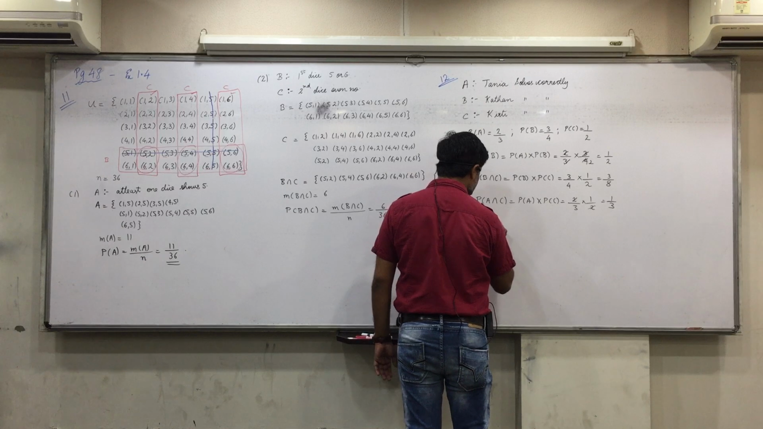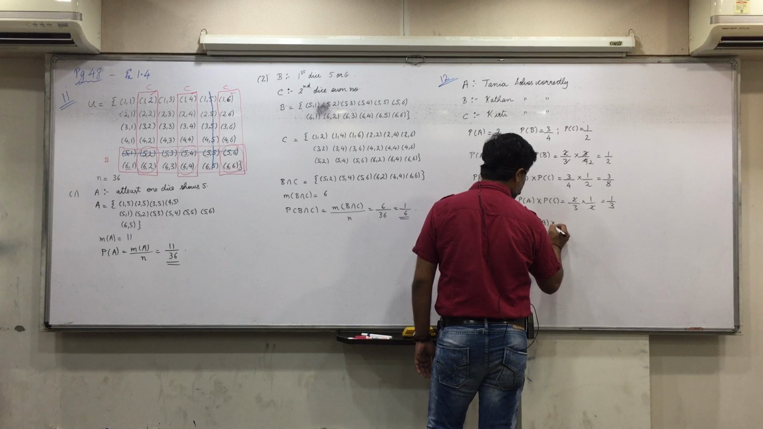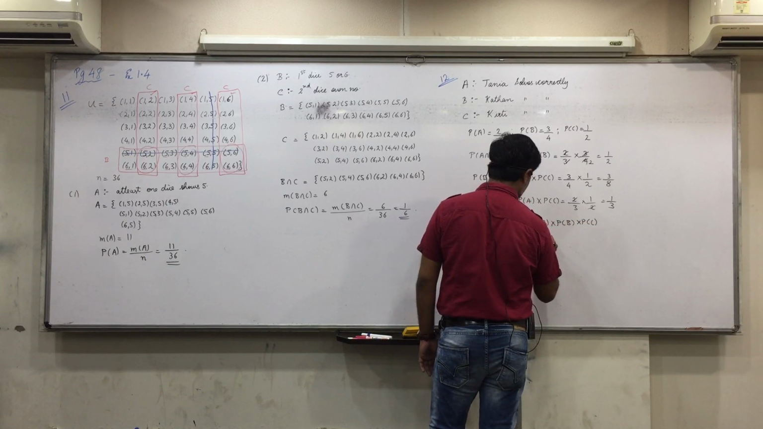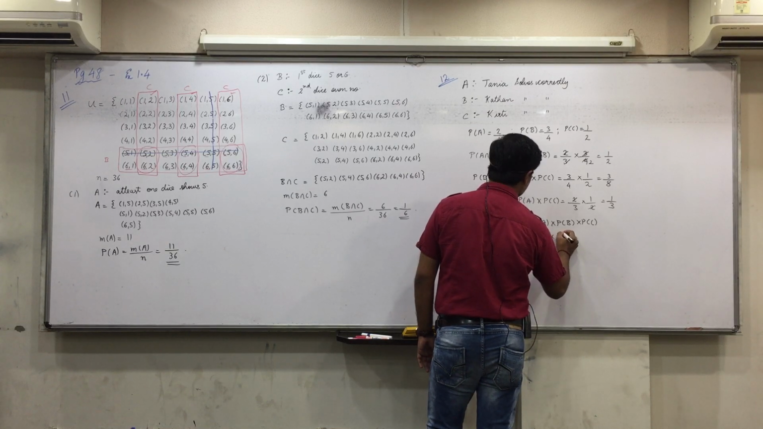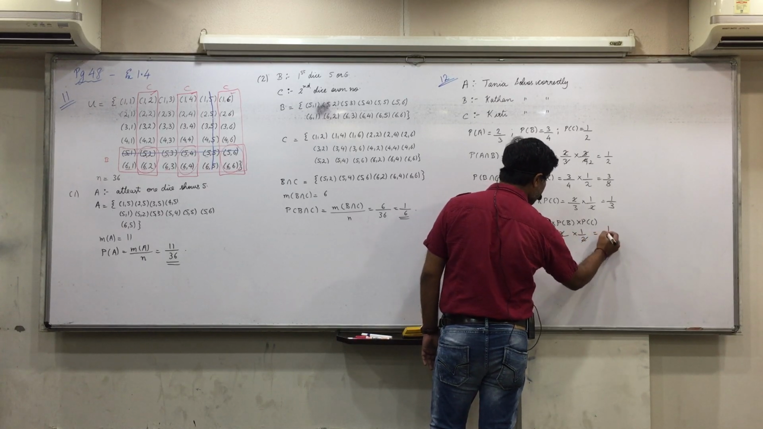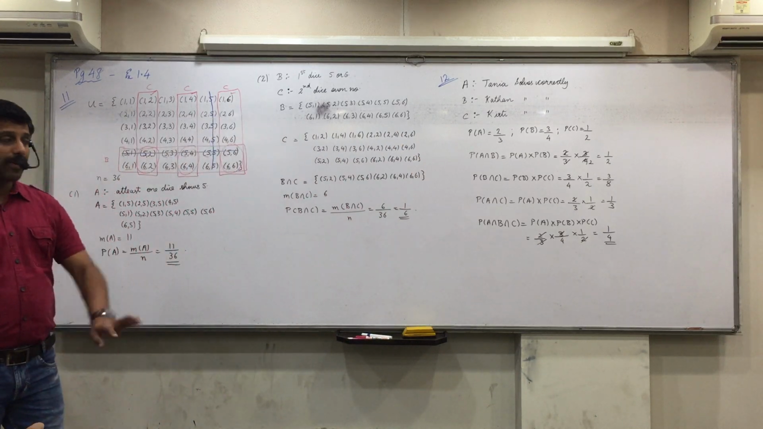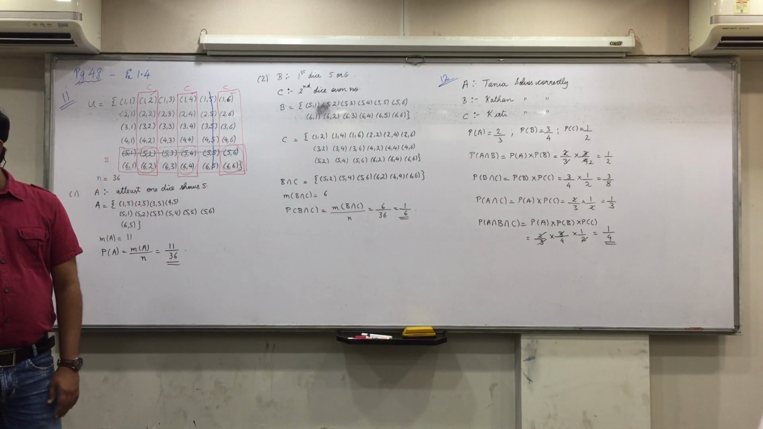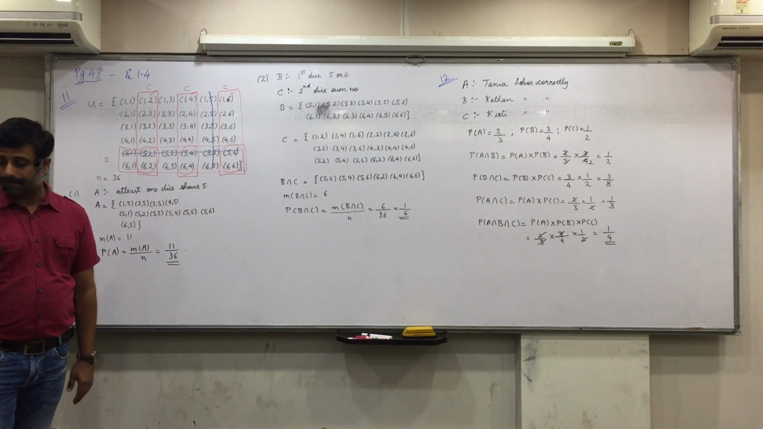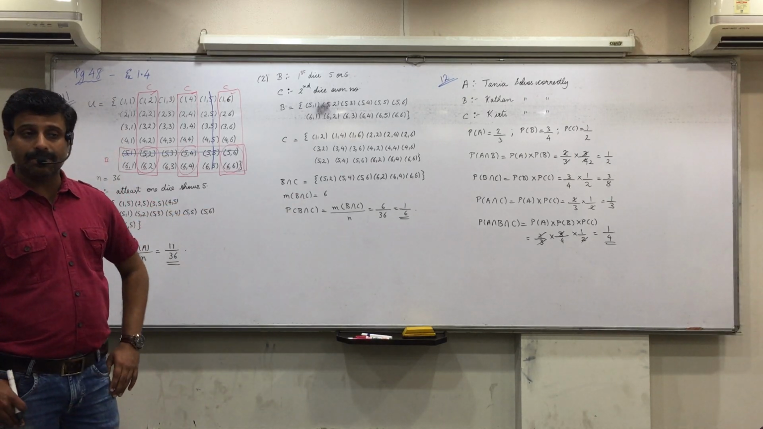And P of A intersection B intersection C equals PA into PB into PC. That is 2 by 3 into 3 by 4 into 1 by 2. 3 gets cancelled, 2 gets cancelled, 1 by 4. Understood this? Now can we apply the formula of A union B union C or not? Understood this everyone? So let us build that. Who is still doing up till A intersection B intersection C?